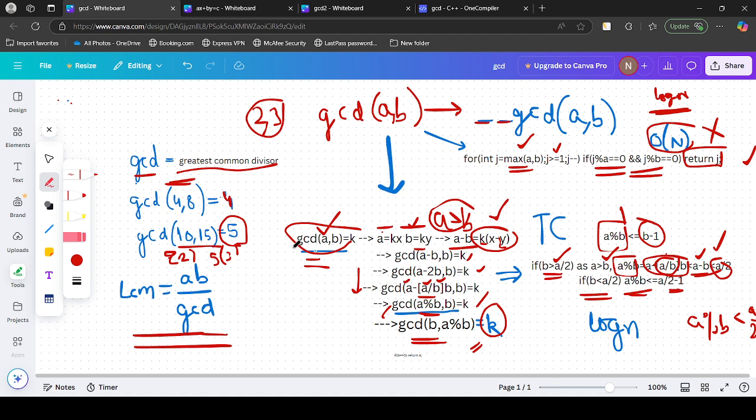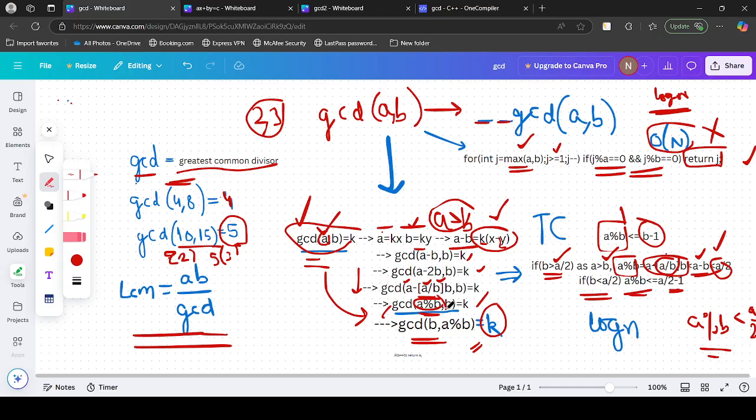We are able to simplify GCD of a comma b to GCD of b comma a mod b. So this is equal to GCD of a mod b comma b as well. So in one operation, we are able to convert a into a by 2, because let's assume this as a by 2, the maximum value that a mod b can be. So in one operation, we are able to halve the value.